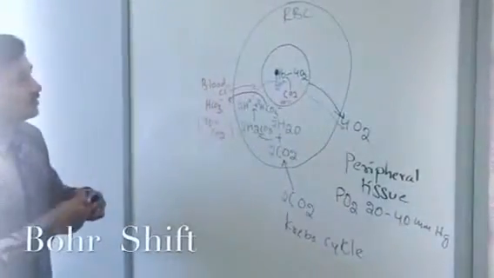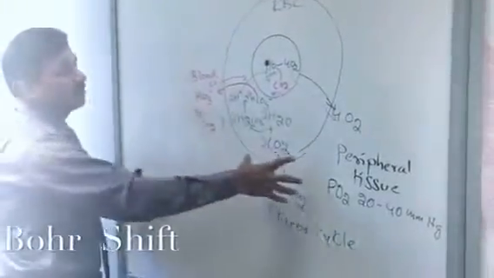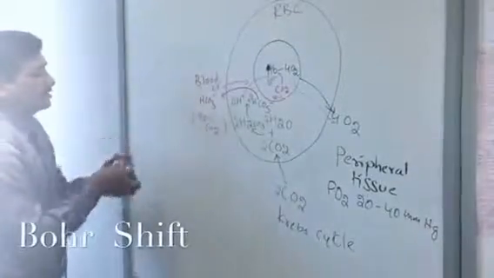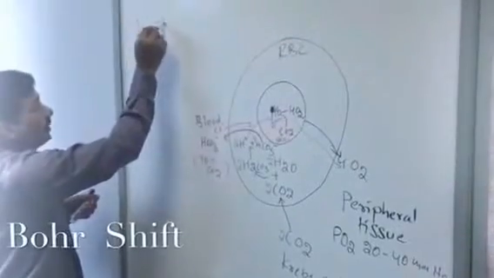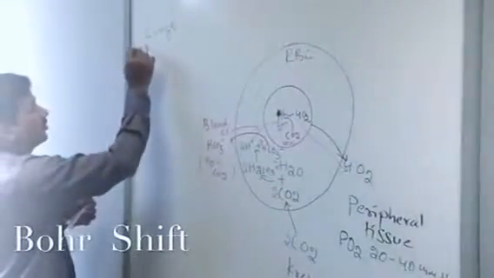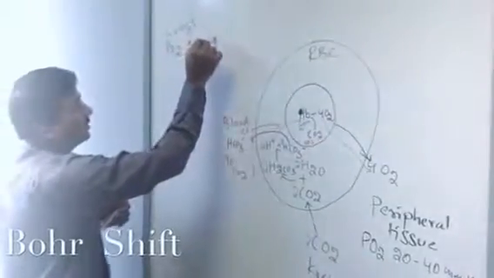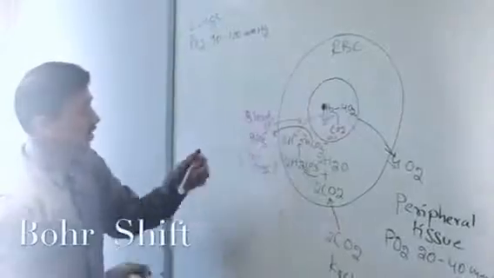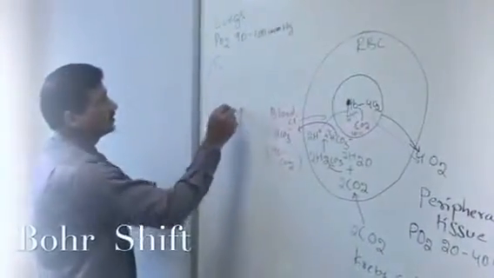Now let's take this RBC back to the lungs, because venous return will occur from your peripheral tissue. So it is basically going back to the lungs. So in the lungs what will happen? So here I'll write lungs. As you all know, the partial pressure of oxygen in the lungs is 90 to 100 millimeter of Hg. Now what will happen to your RBC? Let's write the RBC here in the lungs, red blood cell.